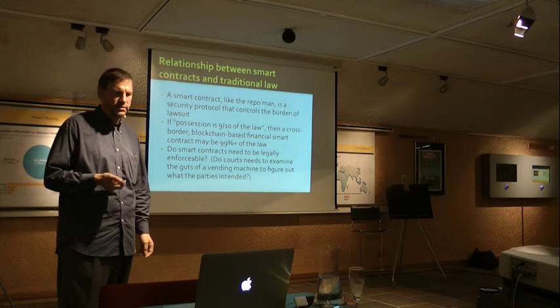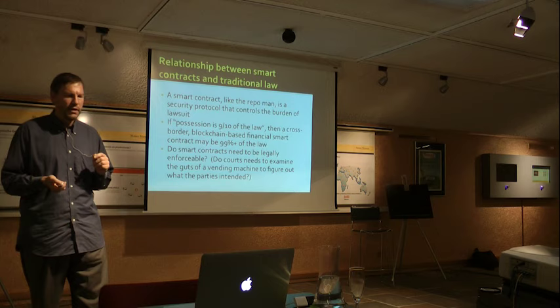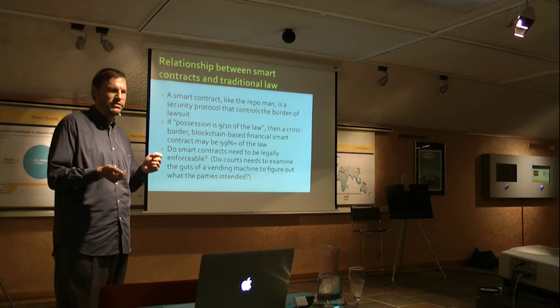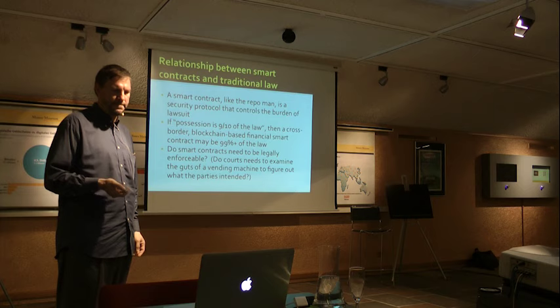A financial context is low-hanging fruit for smart contracts because they're very well-defined. I hear the question a lot of whether these smart contracts need to be legally enforceable. That's sort of like asking whether the courts need to examine the guts of a vending machine to figure out what the parties intended. You'd probably actually want to look at the user interface. Did it say 10 cents? What is the expected interaction with that machine?